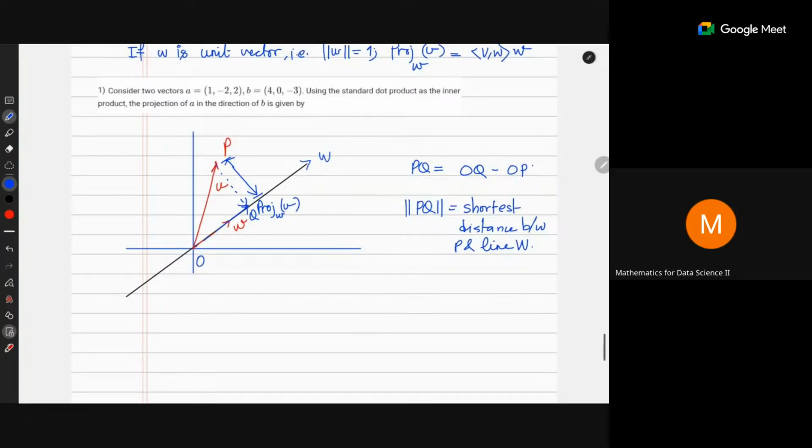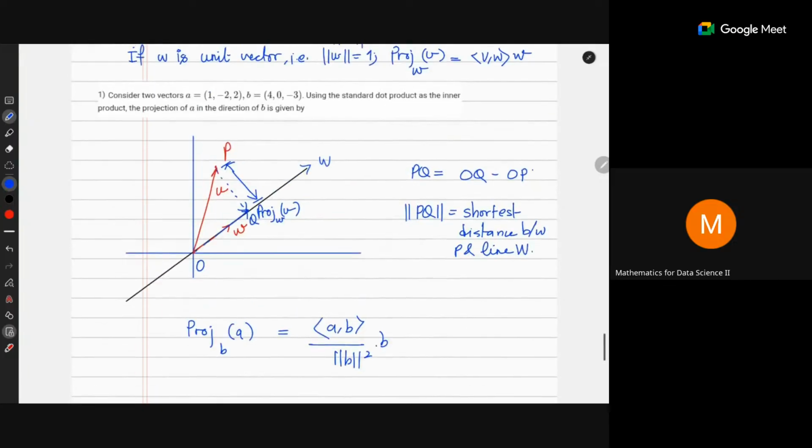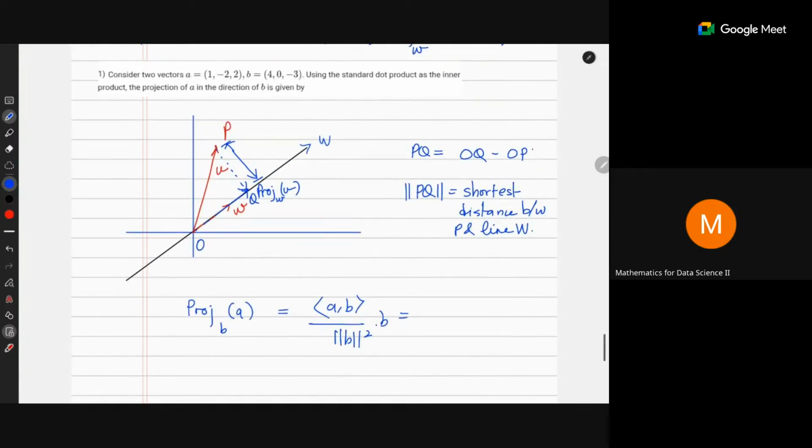All right, now let's look at the question that I have just written. Consider two vectors using the standard operators. The projection of A in the direction of B is given by? It is a very direct question, and it is also an example of the inner product that someone was asking about. So let's do that. The projection of A in the direction of B, by the formula, is A dot B divided by the norm of B squared, in the direction of B. Now, what is A dot B?